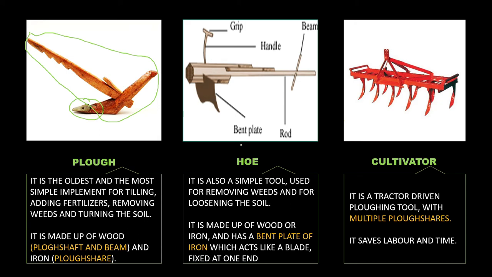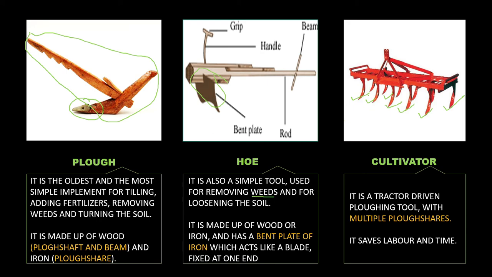A hoe is also a simple tool used for removing weeds and for loosening the soil. Weeds are unwanted plants. It is made up of wood or iron and has a bent plate of iron which acts like a blade fixed at one end. A cultivator is a modern tool and it is a tractor-driven ploughing tool with multiple ploughshares, as you can see in this photo. It saves labor and time.